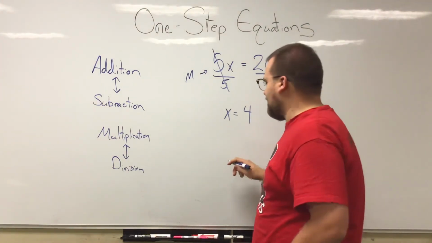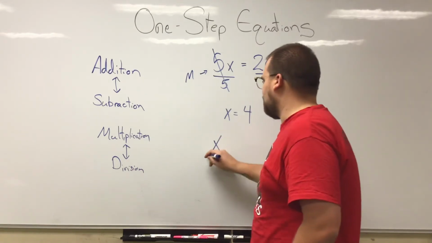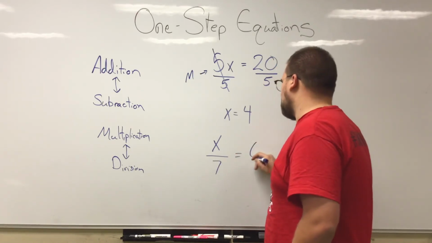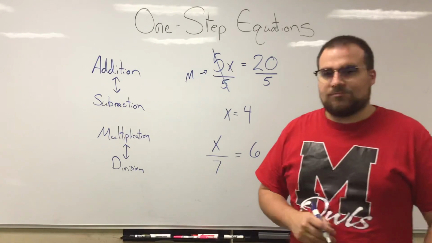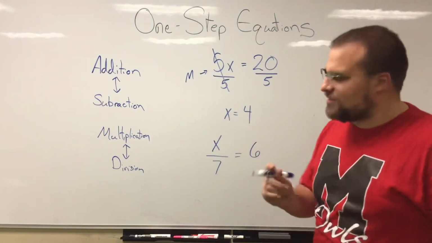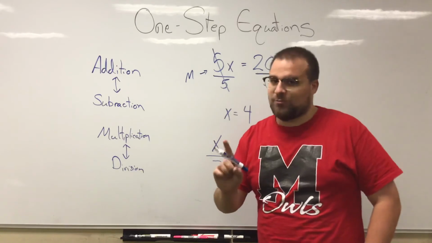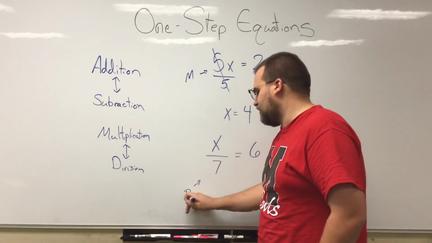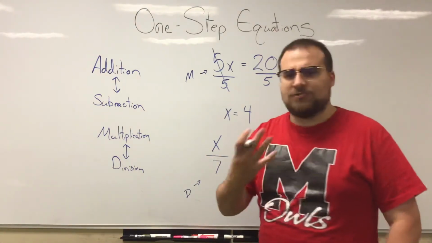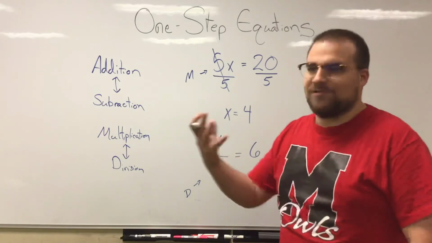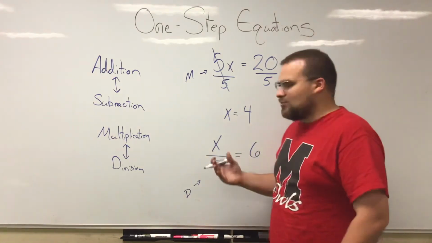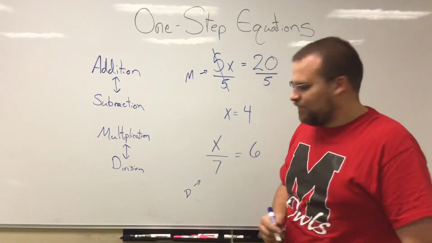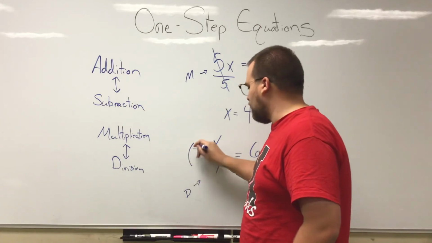Our last one's going to look like this. X divided by 7 equals 6. Again, this is a little different, but we still just have that one number over there with our variable. And what's that 7 doing this time? That 7 is dividing. It's in the bottom of a fraction. A fraction bar, again, is just kind of like a fancy division symbol. So I want to do the inverse operation of division, which is multiplication. I'm going to go ahead and multiply both sides by 7.